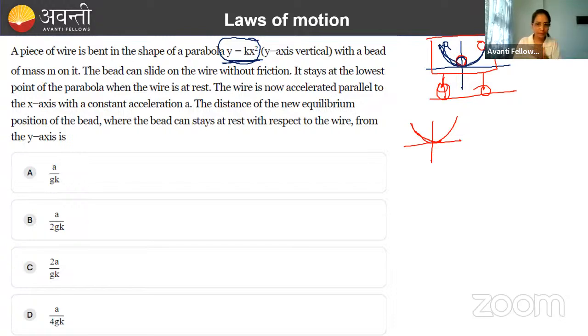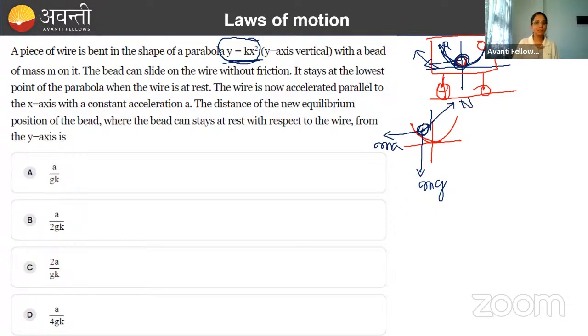So the moment the wire starts accelerating in the forward direction, for an observer sitting on the wire, this bead will experience a force in this direction, ma. So it will start climbing in this direction. Finally, suppose the bead is coming here and then it gets to rest. If it is at rest, then the total force must be what? 0. So one force is your pseudo force in this direction, ma. Mg will always act vertically downward, and normal always acts perpendicular to the surface of contact. So here it is normal.